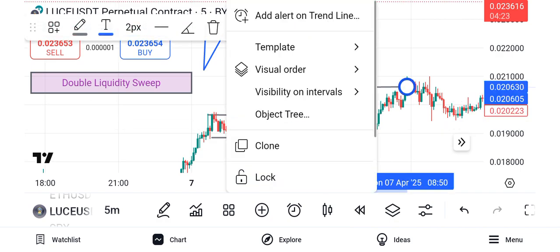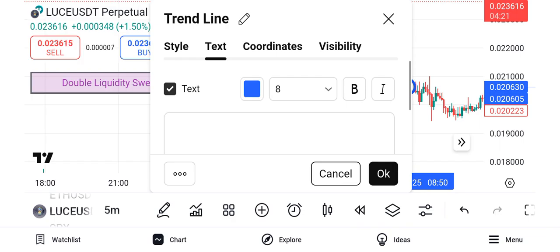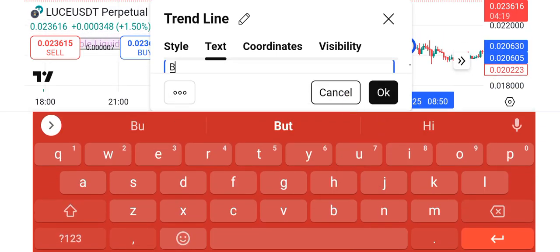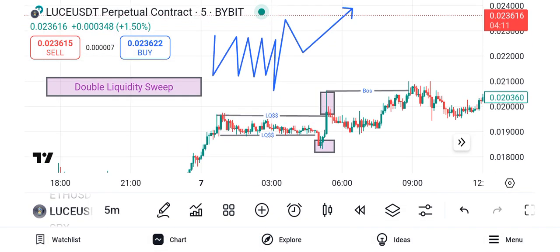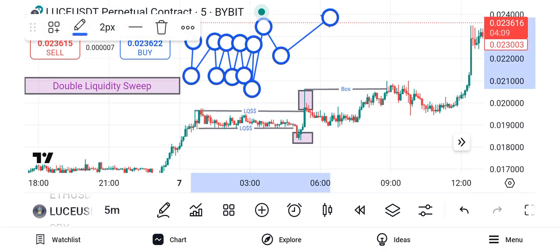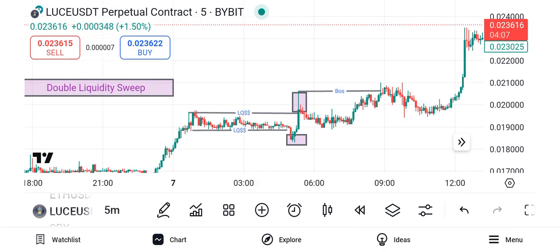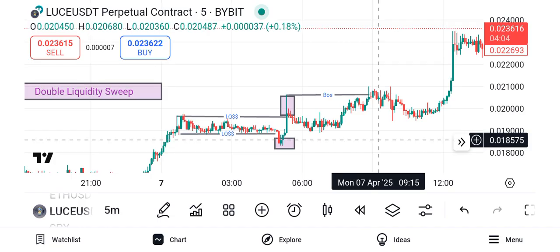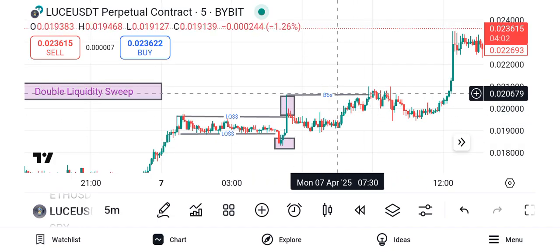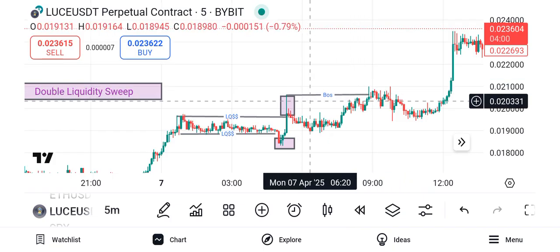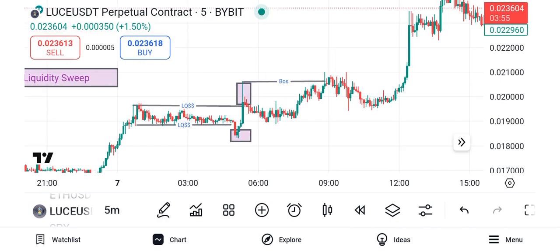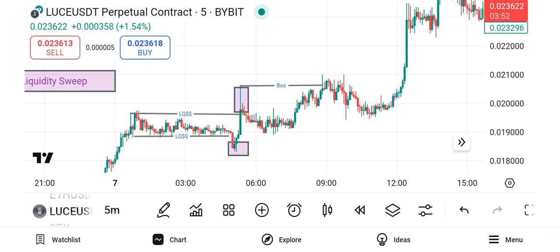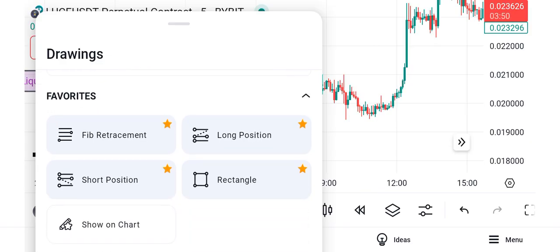Now, this is a break of structure, BOS. You can see. Let me clear this. You can see now. The moment price breaks structure to the upside, just like this, then you know that this is a buy trade.